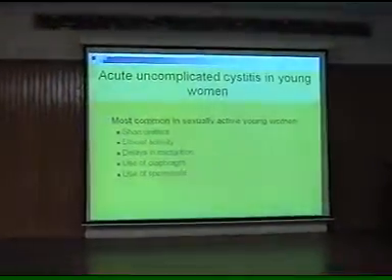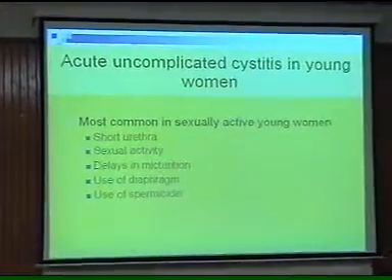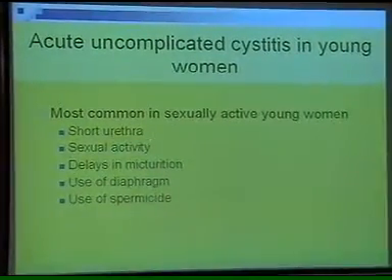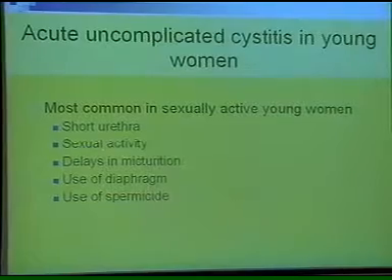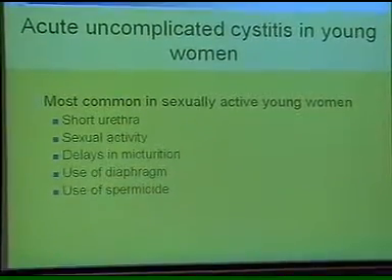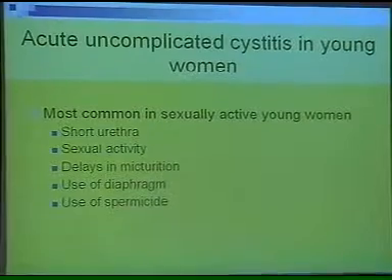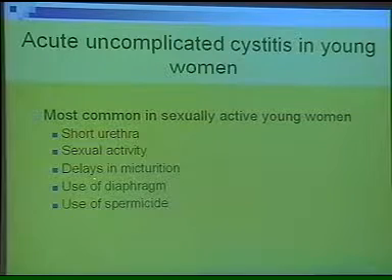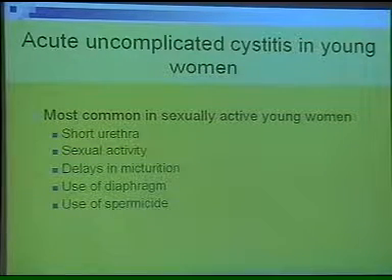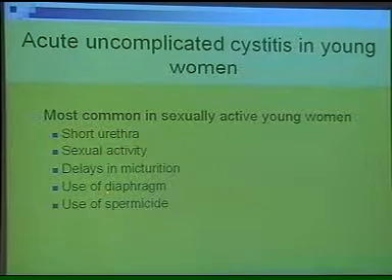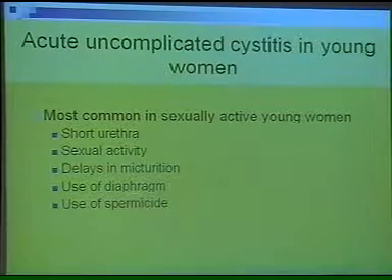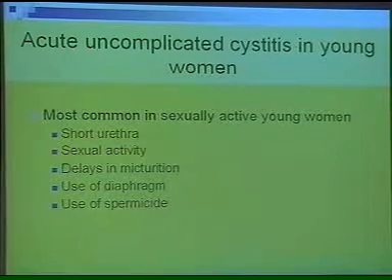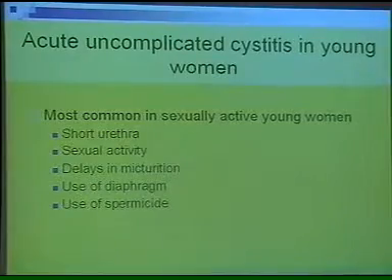UTI is very common in young women, especially who are sexually active, due to the following reasons. Number one is they have a short urethra, so that the ascending infection is easy. Sexual activity and trauma predispose to vaginal introital colonization, and then an ascending infection through the urethra. Behavioral patterns like delays in micturition, which acts as a flushing mechanism to flush off the uropathogens. Then studies have shown that the use of diaphragm and spermicide as a means of contraception increases the risk of acquiring a urinary tract infection.